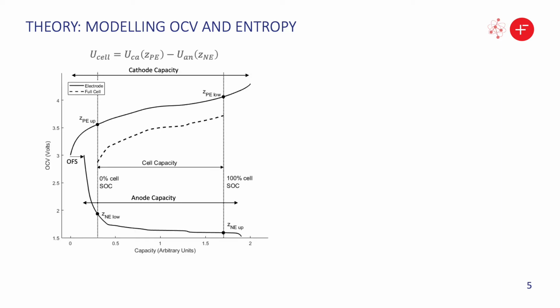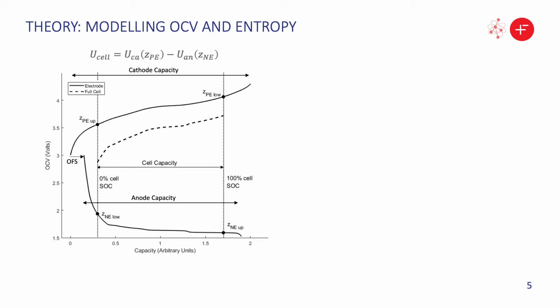We have now seen how we can parameterize OCV and entropy in terms of some parameter vector P. Now we need to determine what parameters make up P. As we know, the full cell potential is the difference between the cathode and anode potentials as shown in the figure. The shape of the full cell potential is determined by the cathode and anode capacities as well as their relative offset, which is labelled OFS in the figure.